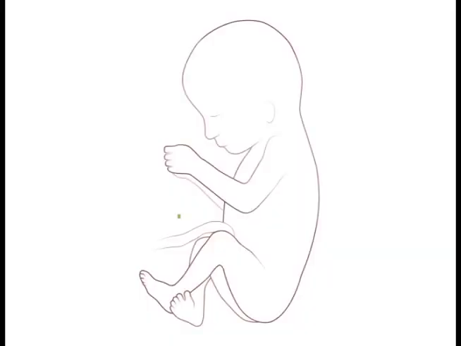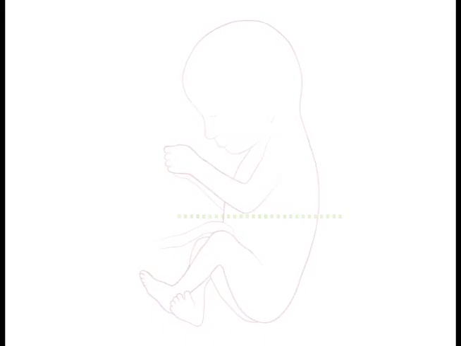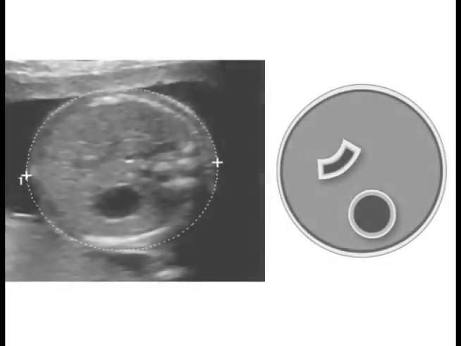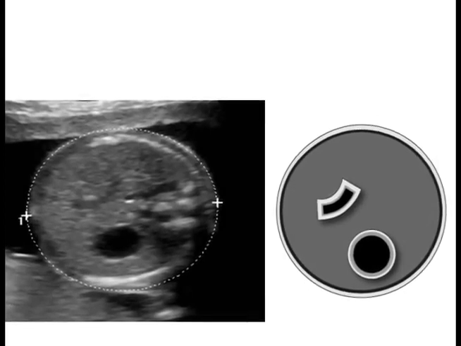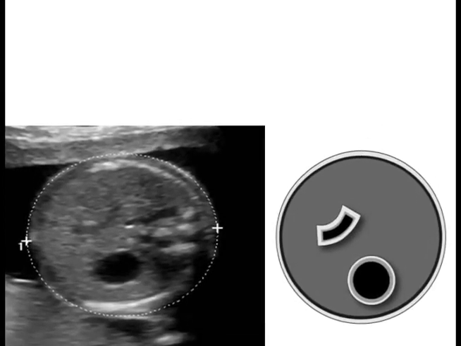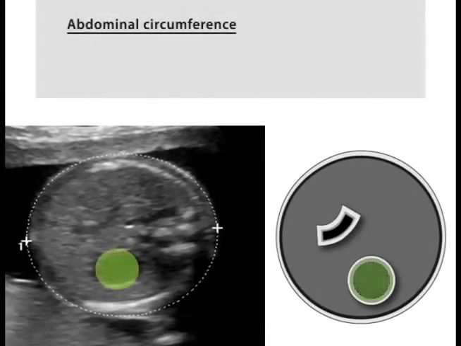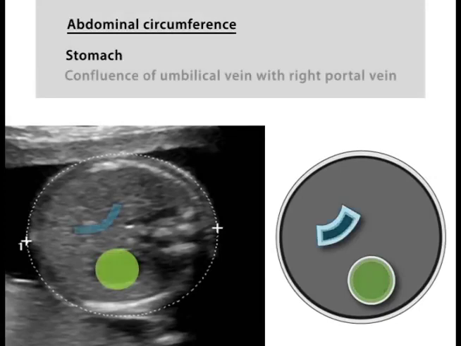The abdominal circumference is measured in a transverse plane in the mid-abdomen. Here, both sonographic and schematic images are seen. Sonographically, the abdominal circumference is measured at the level of the stomach and the confluence of the umbilical vein with the right portal vein and appears as a J-shaped structure.